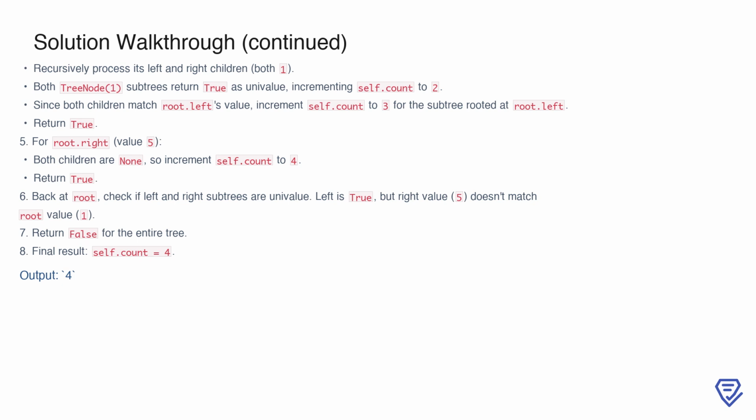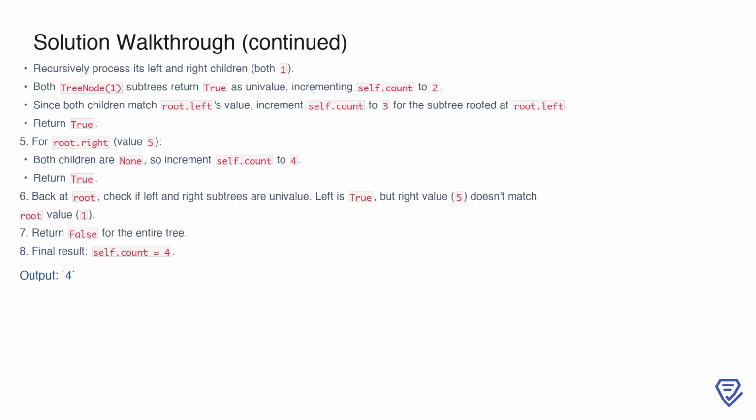We start by initializing the count to 0 and calling the helper function on the root. For the left child, we process its 2 children. Each of these subtrees is univalue because their children are null, so we increment the count to 2. Since both children of the left subtree have values matching their parent, the subtree rooted at the left child is also univalue, and we increment the count to 3.